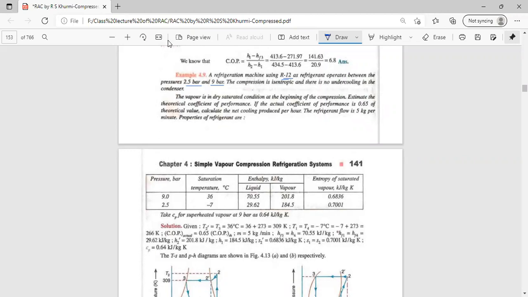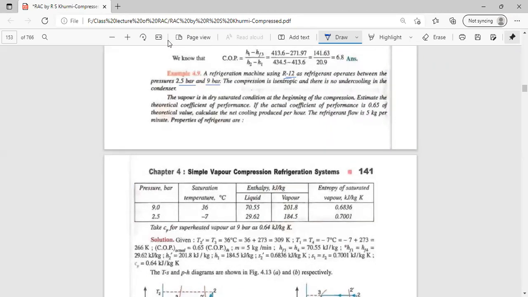Our problem is to estimate, first of all, the theoretical coefficient of performance, theoretical COP, and if the actual coefficient of performance is 65% or 0.65 of the theoretical value, then calculate the net cooling produced per hour. Refrigerant flow is also given as 5 kg per minute.